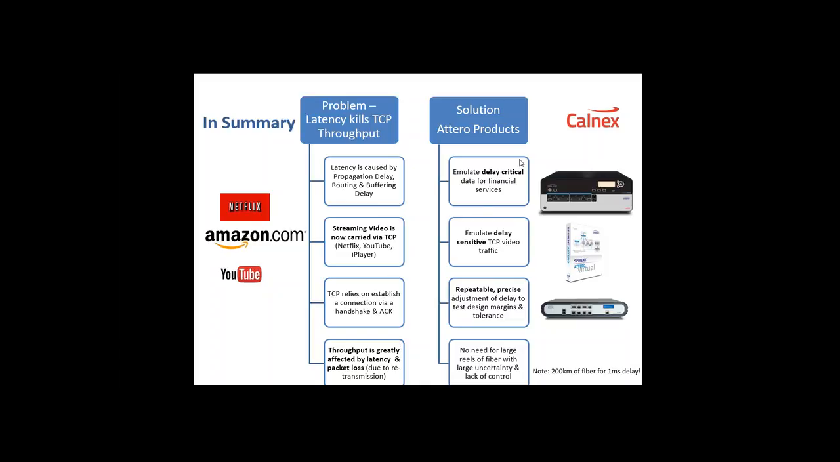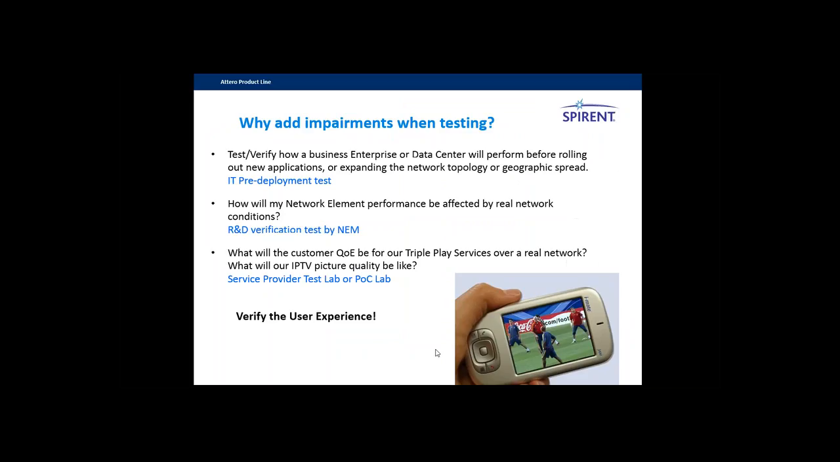So, in other words, we've also talked about the problem of using fiber drums to emulate these delays. It's too big, too expensive, and you can't really control the delay. And therefore, you can use products like the Attero family from Spirent and Calnex to emulate very accurately delay critical data, for example, for financial services or video traffic. It's repeatable, precise, and controllable. You can emulate network effects like latency, loss, and errored packets using these products in a lab environment.